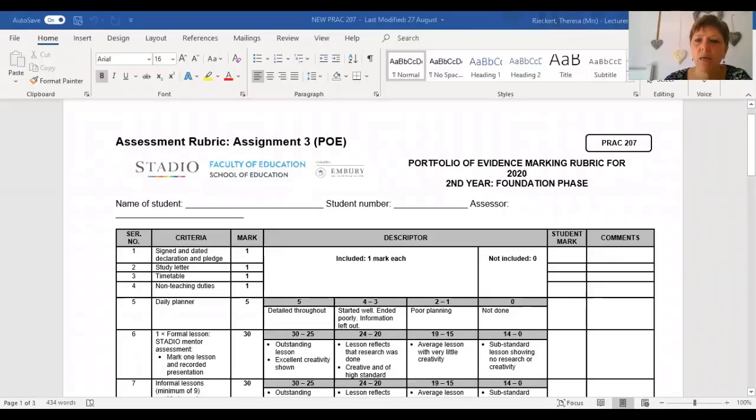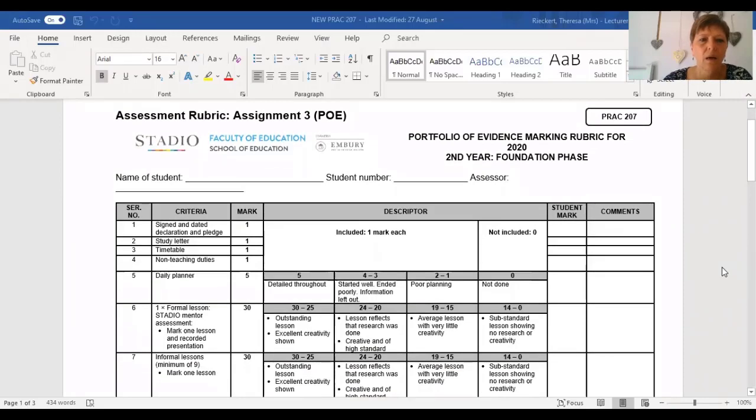I'm just going to share my screen with you quickly. Right, there you can see what the new TPR200 looks like.